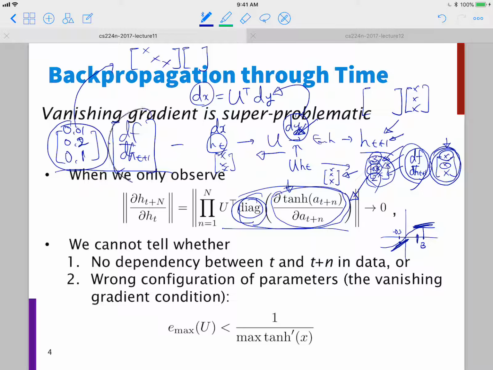And still, when we multiply this one with this diag one, that will perform element-wise multiplication, resulting in a particular vector at this point, and that point corresponds to here, which will be further multiplied by U transpose. Okay.